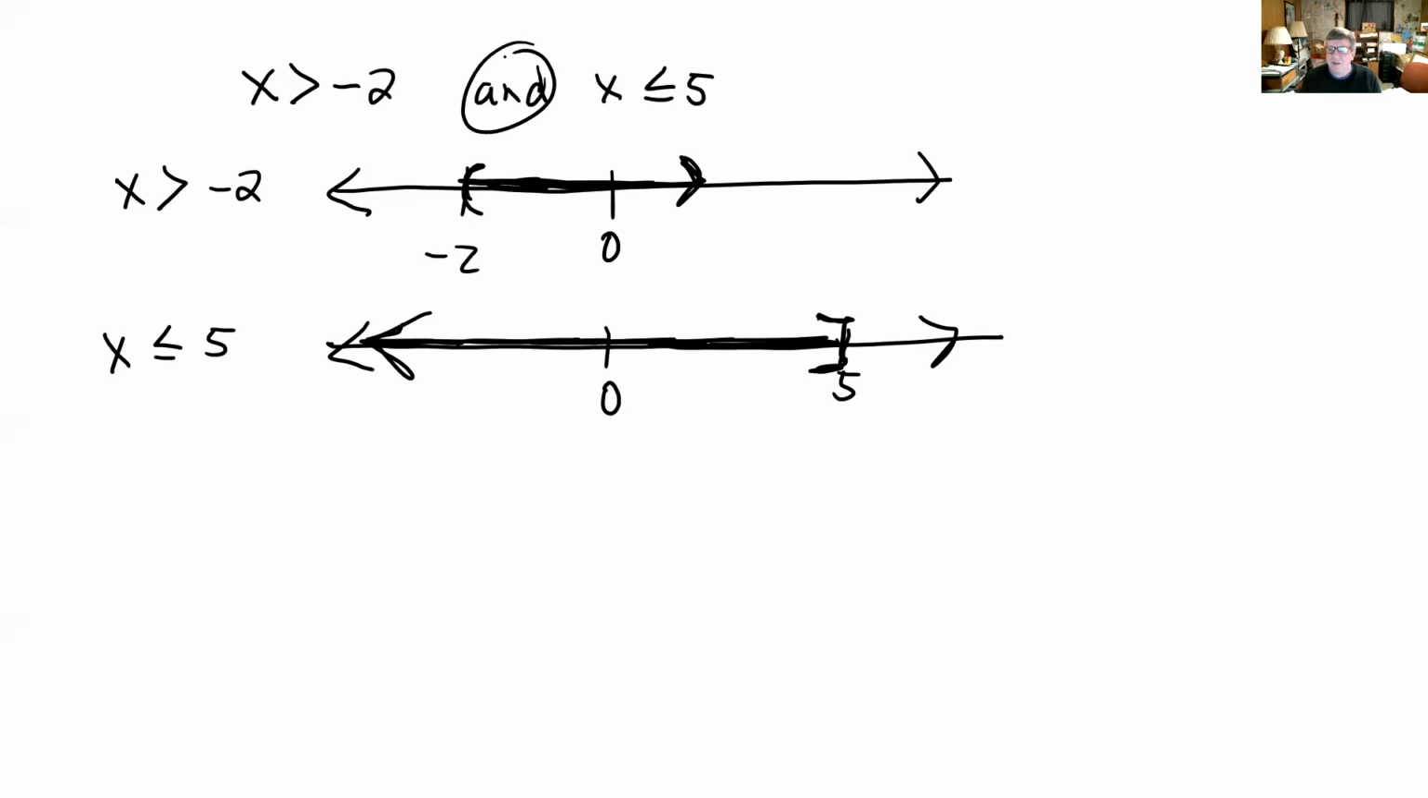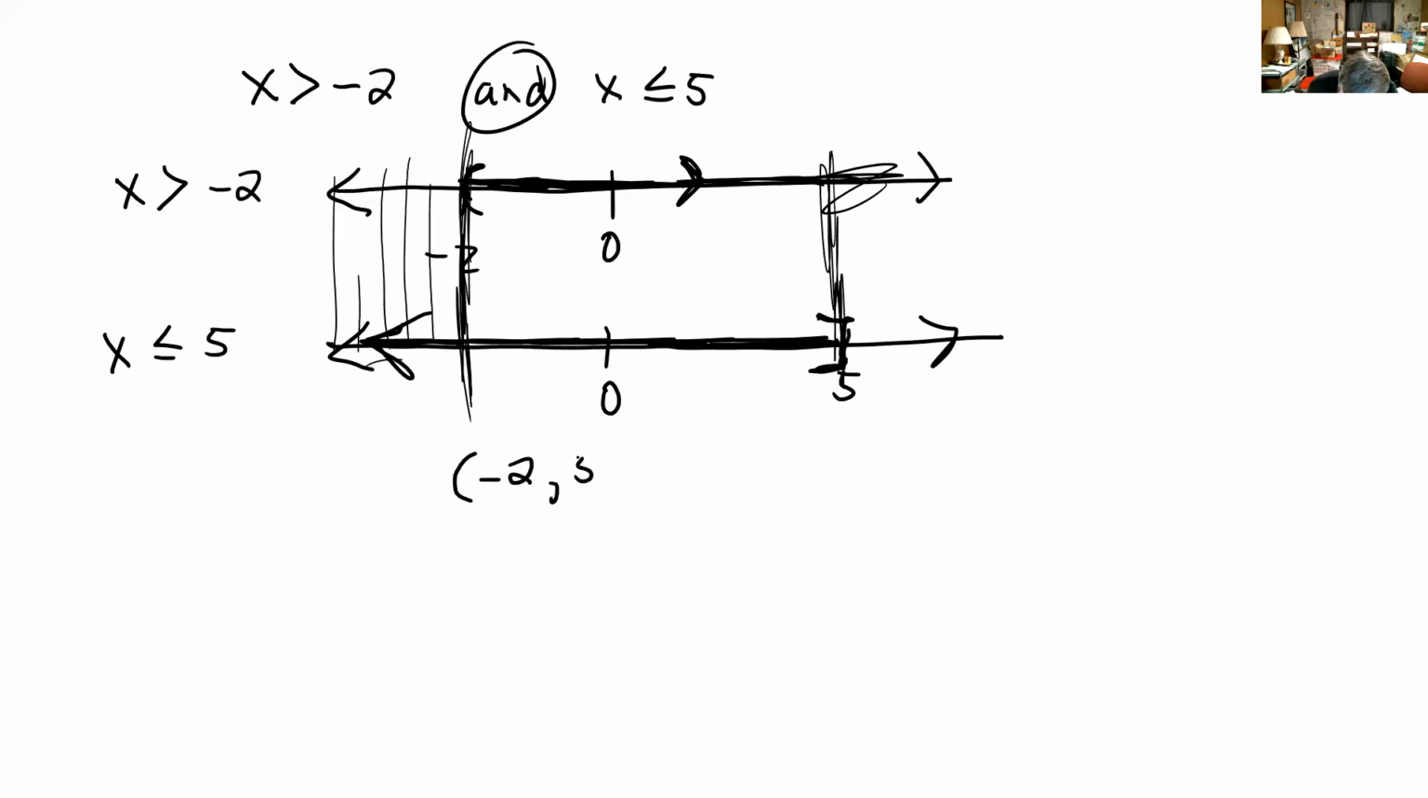And means intersection. So we want to know, what values do those two graphs have in common? Well, starting at the left end, where do they first have something in common? Right after -2. Where do they end having things in common? At 5, because keep in mind, this goes on forever to the right, this goes on forever to the left. So there's the intersection of those two.